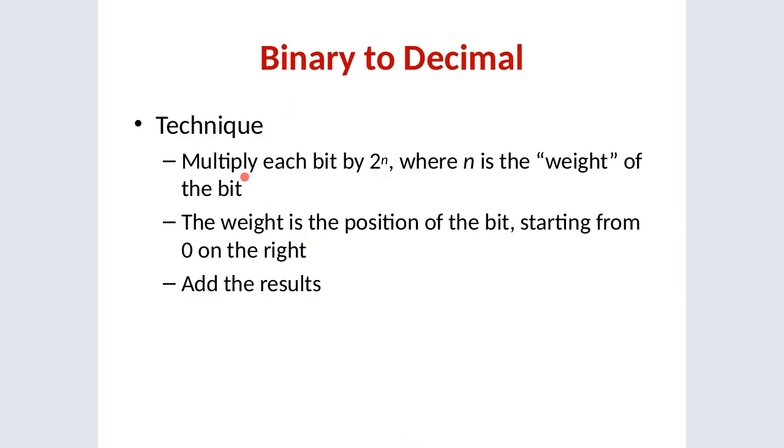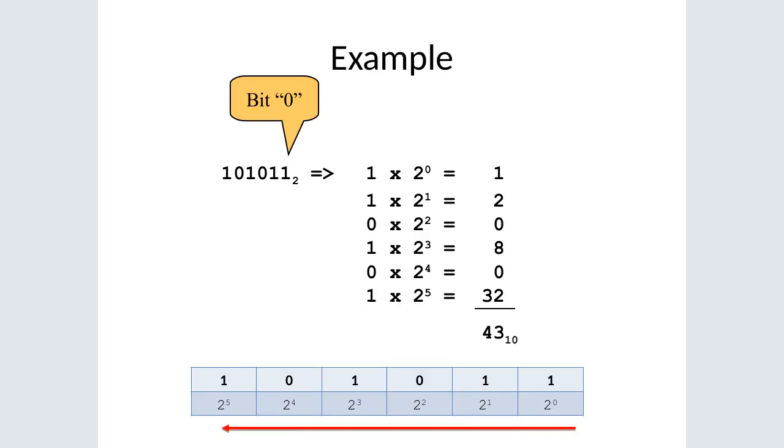The technique here is that we multiply each bit by 2 to the power n. We are going to see what exactly n is. Because this is binary, that's why we are saying 2, so it is to base 2. Anything must be base 2 to the power something. So the weight is the position of the bit starting from 0 on the right. Then after that you add. Let's look at that example here.